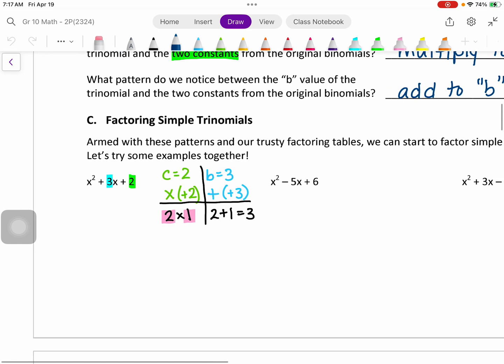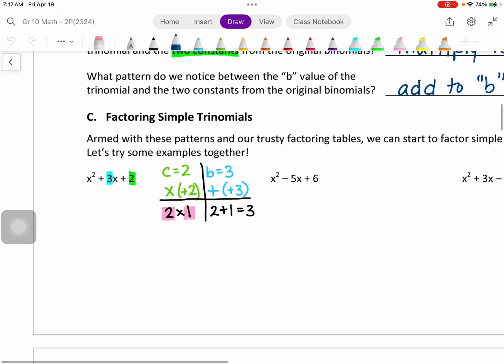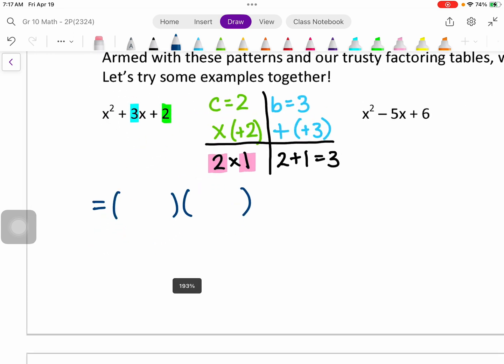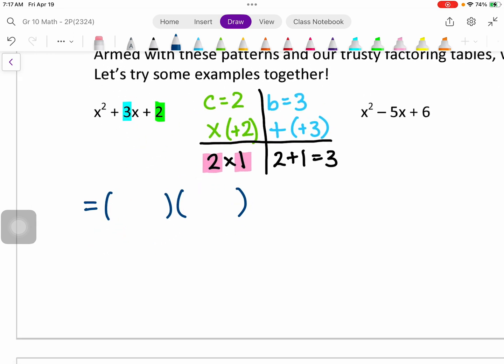So when I am factoring this question, I'm looking for two sets of brackets, two binomials. I know that the first term in each bracket is x, because to get x squared, I need x times x. So this system helps me find that my other two terms are a 2 and a 1. It doesn't matter what order I write them in. And because they're positive, I'm going to be adding them.